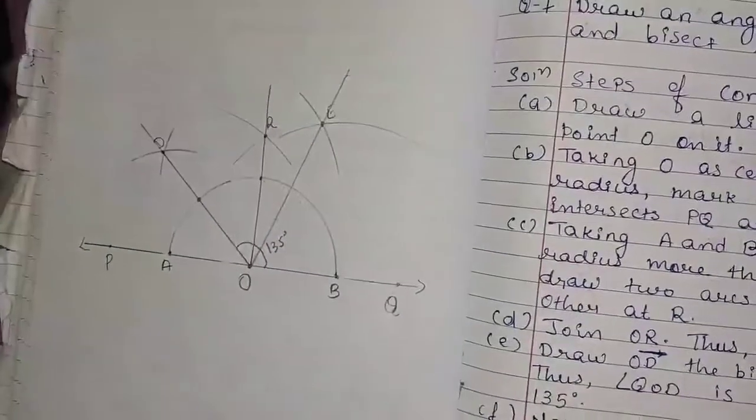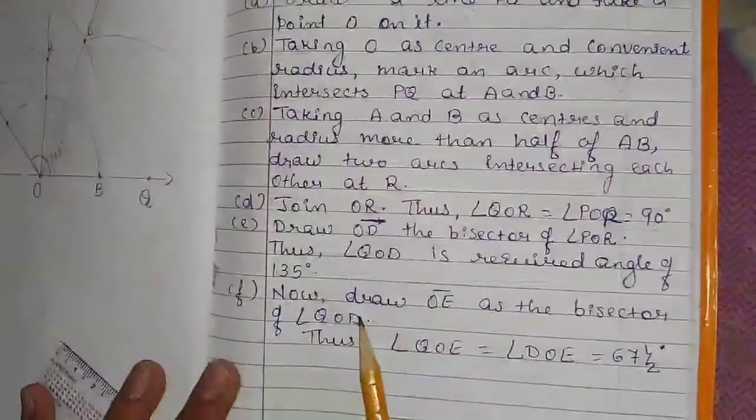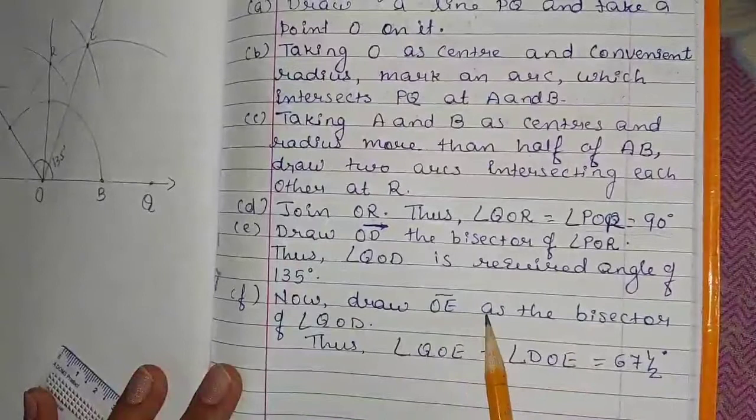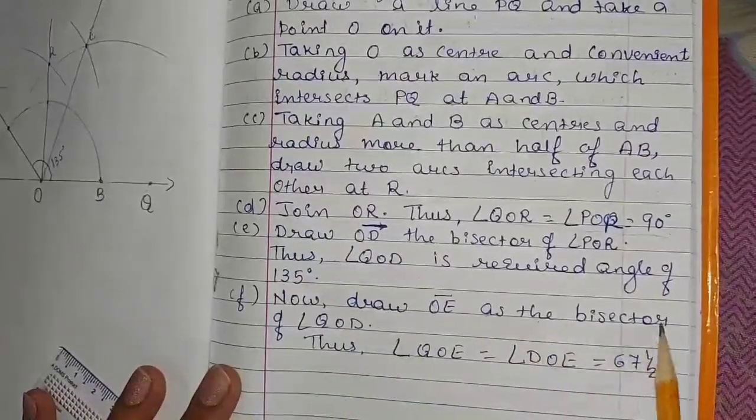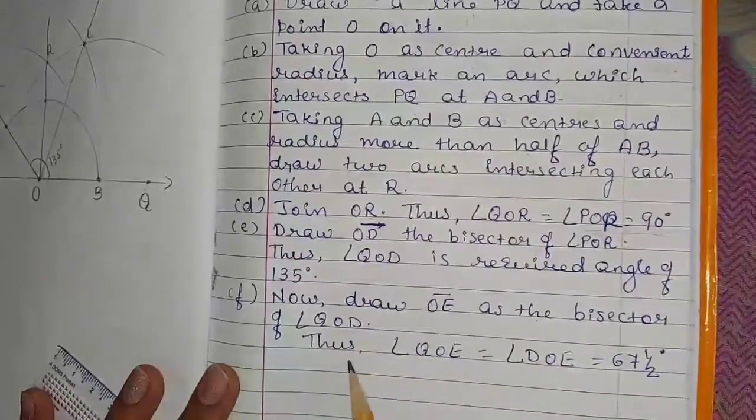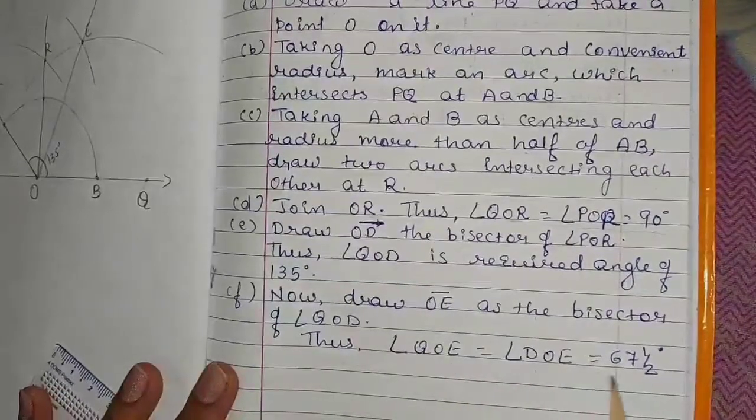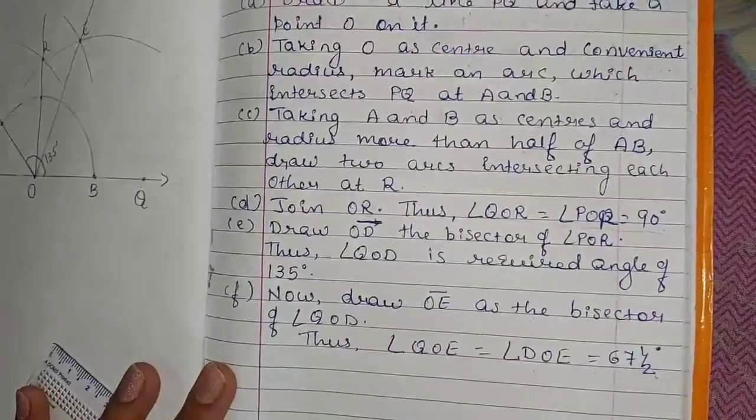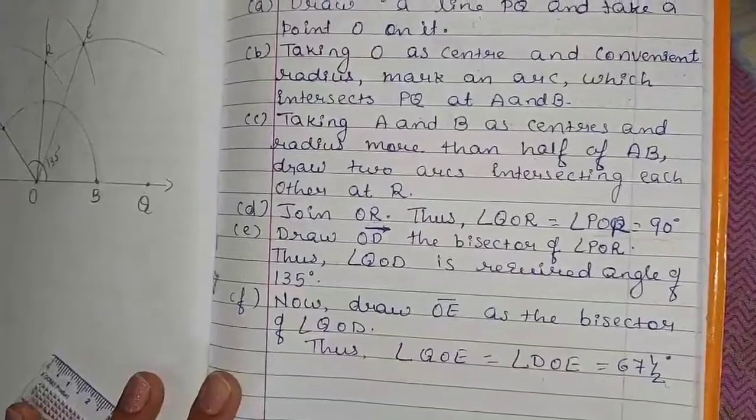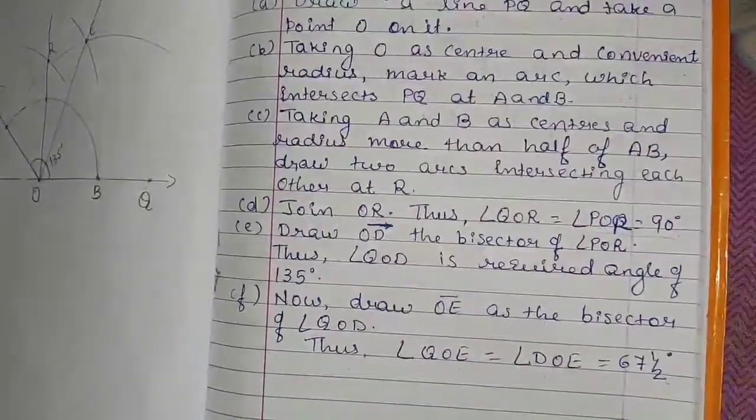Let us see the last step. Now draw line segment OE. So we have drawn that as the bisector of angle QOD. Thus angle QOE equals angle DOE, which is 67.5 degrees. Why 67.5 degrees? Because half of 135 is 67.5 degrees.